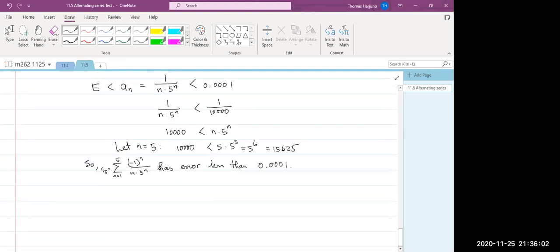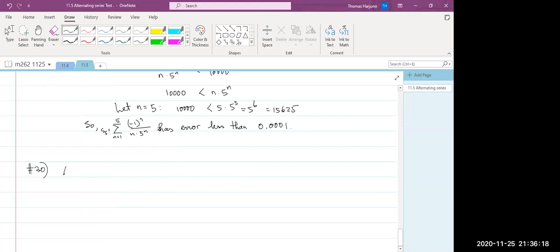Now let's apply this to the last question. I mean, one more question. Number 28 or number 30? Let's say number 30. Approximate the sum correct to 4 decimal places. For number 30, we have the series from 1 to infinity of negative 1 to the n over 3 to the n times n factorial.